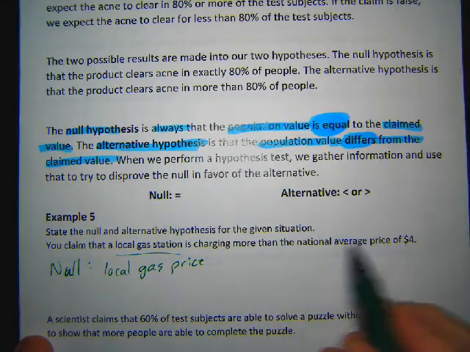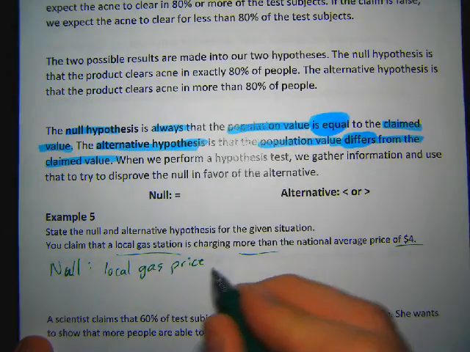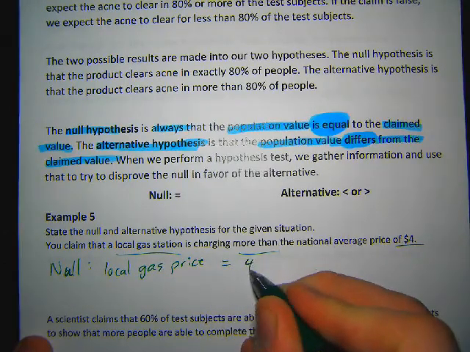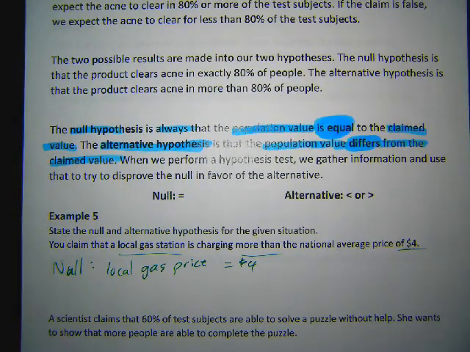we claim that it's more than $4, but the null is always the statement of equality. So it's going to be the local gas price is equal to $4, the national average price. So the null hypothesis is always a statement of equality. We're looking at the claimed value. They claimed it's more than $4 per gallon. $4 was the national average price. So we're going to say that the actual local gas price is equal to $4.